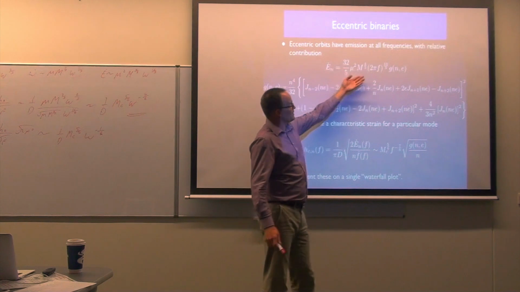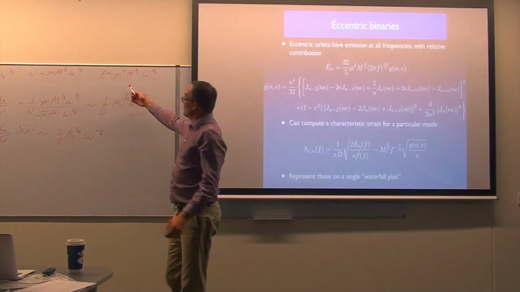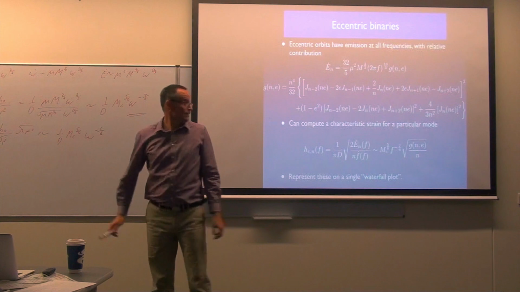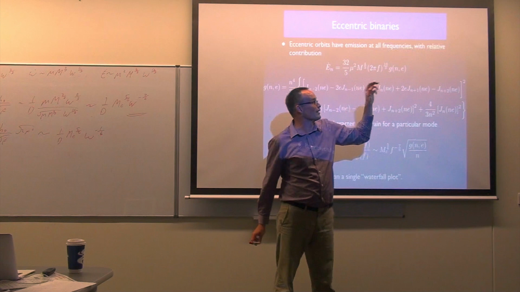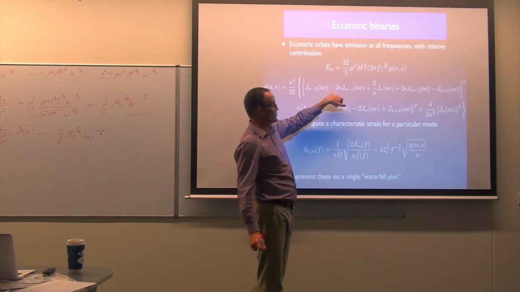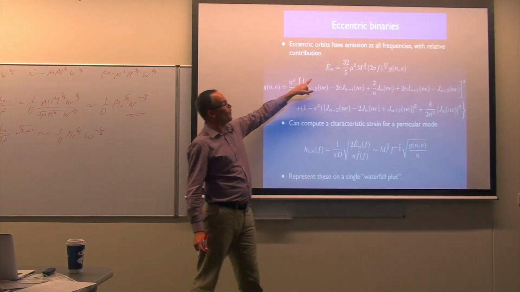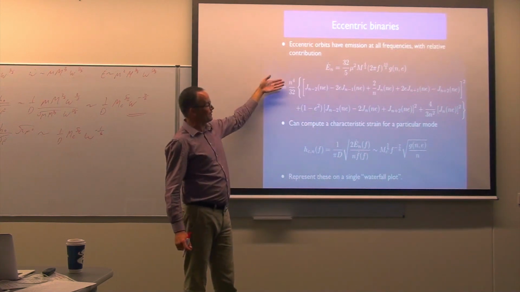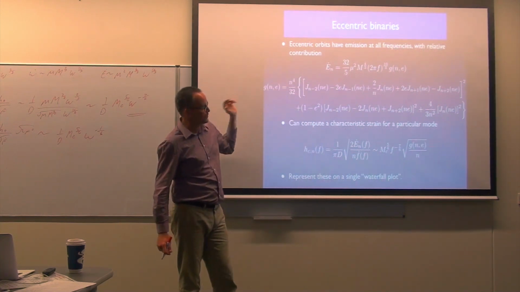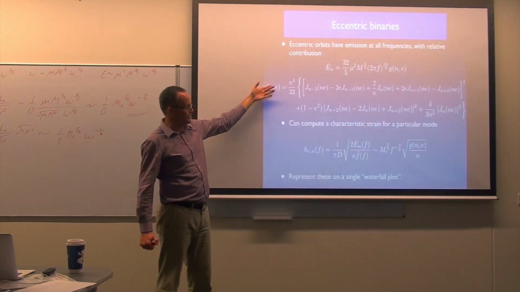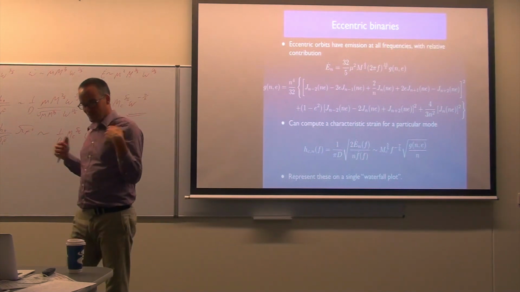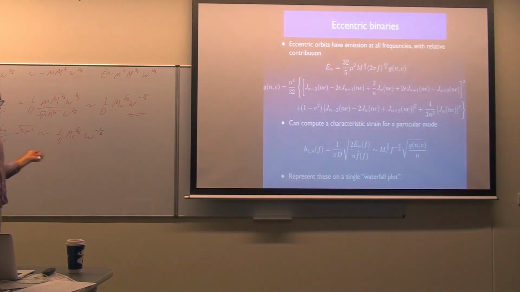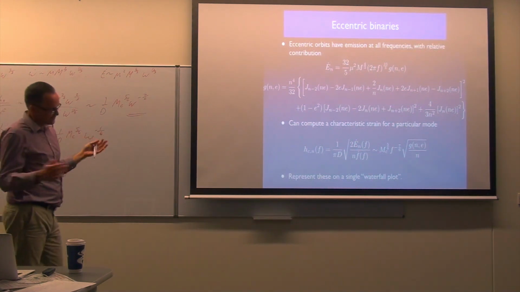The scaling with frequency is the same. You know, we have here E dot goes like mu squared to the 4/3 omega to the 10/3. That's the same, but it's now enhanced by a factor that depends on eccentricity and a particular multiple of the orbital frequency. The result depends on Bessel functions, with derivations if you want them. But if you have an eccentric orbit, you can't summarize things so neatly because you don't have emission at a single frequency at a single time. You have emission at all frequencies.